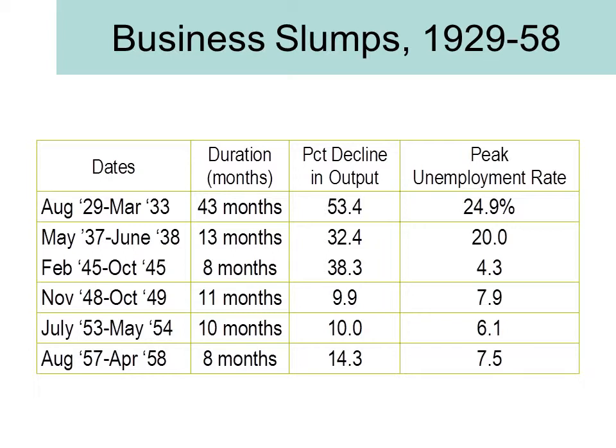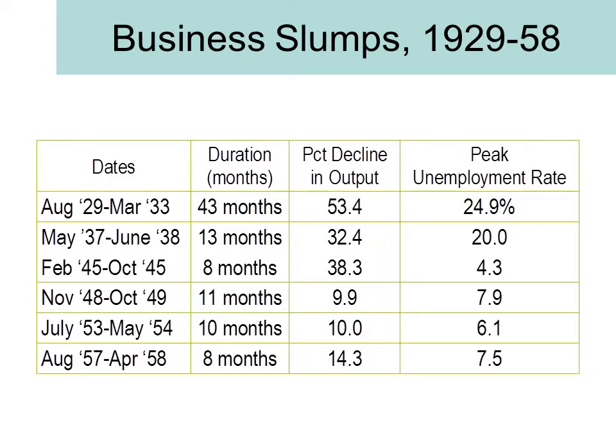Great Depression. Look at the peak in the unemployment rate during the Great Depression. A quarter of the workforce was unemployed. 1 out of 4 people could not find a job. Things started to get better for a while, and then we fell right back into a tremendous recession from May of 37 through June of 38. Another 13 months, another 32.4% decline in economic output, and unemployment got to 1 in 5 people, 20% of people were without a job.